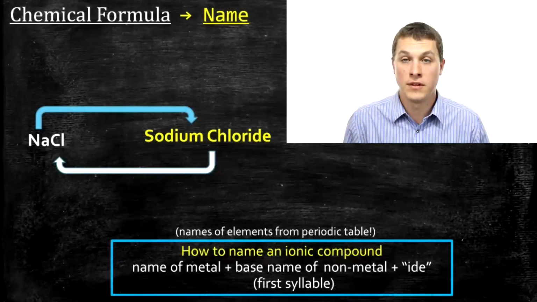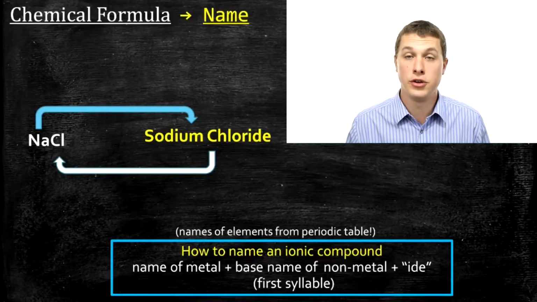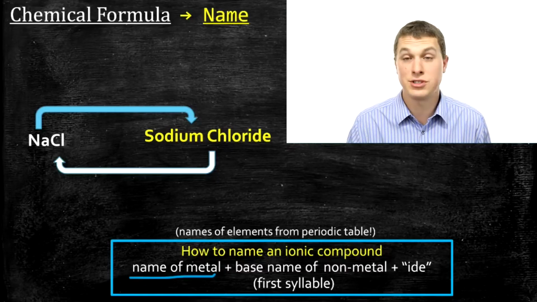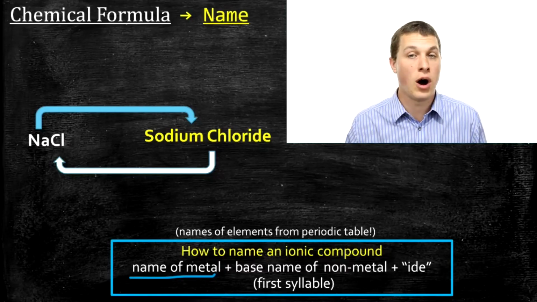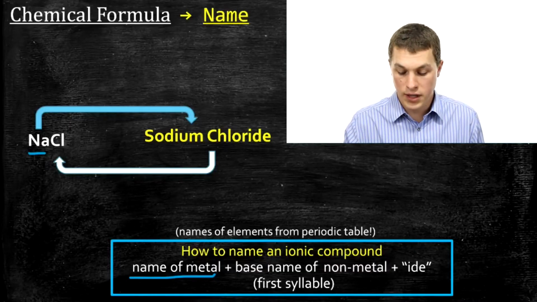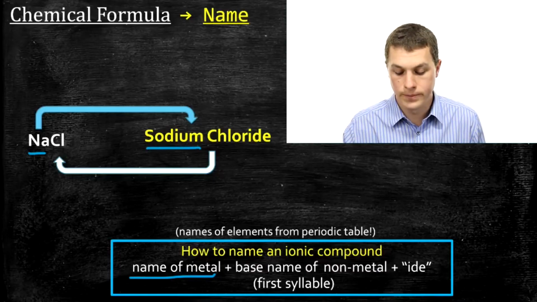How do you name something like NaCl? Well, the first thing you're going to do is write down the name of the metal. You always write out the full name of the metal, and the name of the metal always comes first. In this case, Na, sodium, is the metal. So you can notice over here where we spelled out the name, we've just written sodium.